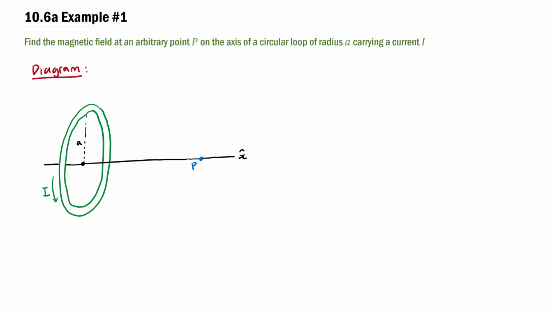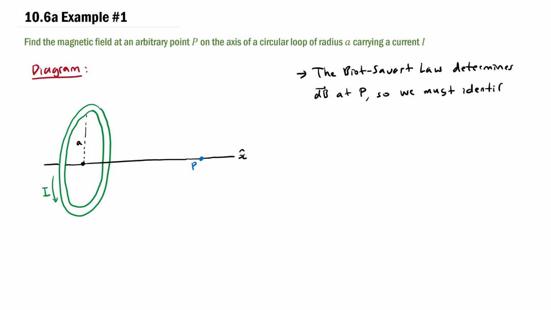So let's write down a few things. And these are things you won't have to write down if you are approaching this question, but I'm just going through this step by step. So the Biot-Savart law determines your differential magnetic field element at a point P. So we must identify the vectors dl and r. So the requirement for the Biot-Savart law is dB is equal to your permeability of free space over 4 pi, and then you have that term where you have I times dl crossed with r. So the most important thing is to figure out where these two vectors are.